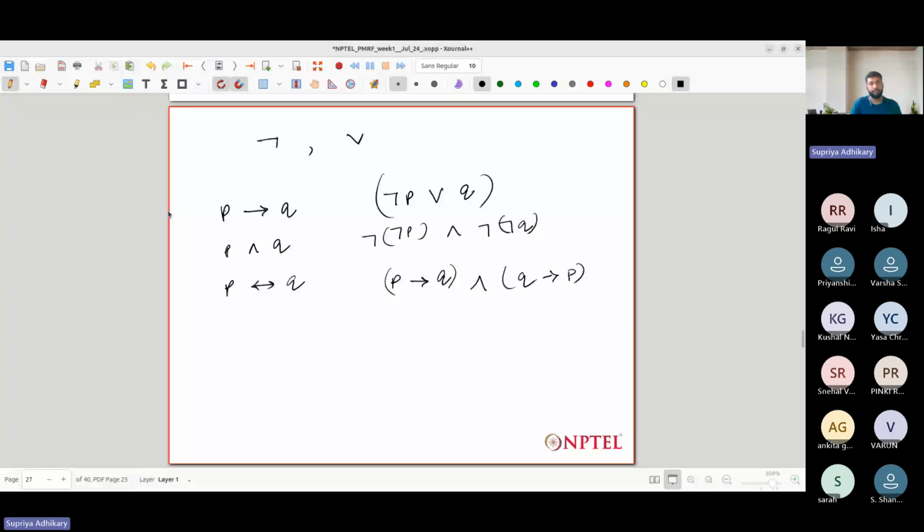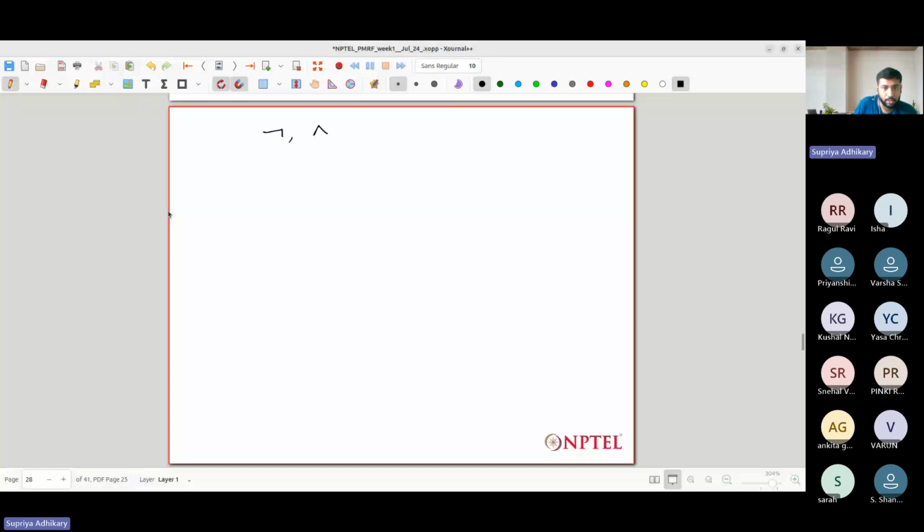Okay. Now, for the third one, we have negation and conjunction operation, and so now any disjunction operation like this can be written using De Morgan's law. We can write this.